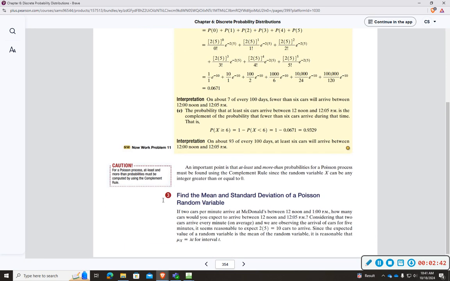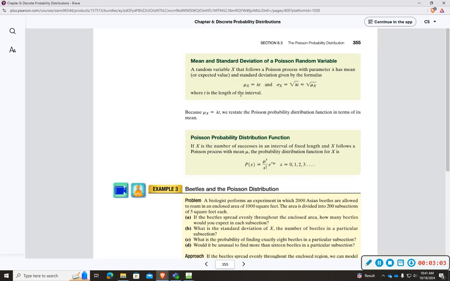The third objective here, number 3, is we want to find the mean and standard deviation. So as you go through this reading, it says, since the expected value of a random variable is the mean of the random variable, it's reasonable that the mean mu of x is equal to lambda t for an interval t. So then we go to the next page, and here are the definitions for mean and standard deviation. So the mean is just the lambda, the average per that interval, times how many intervals we're looking at. The standard deviation is the square root of the mean here.